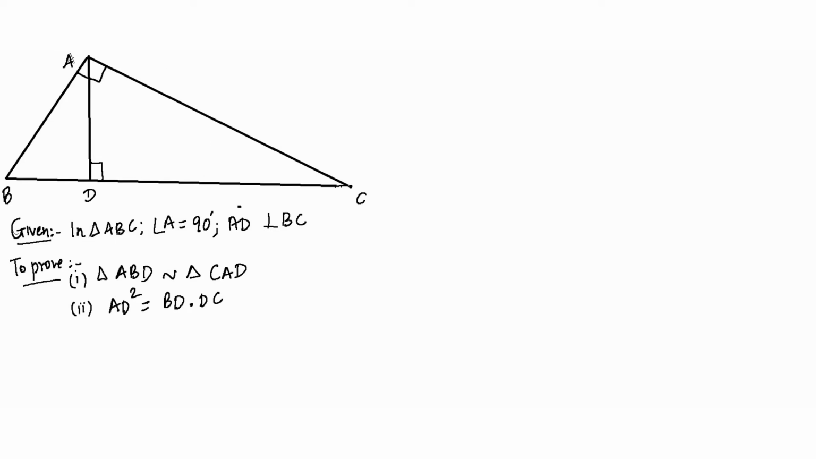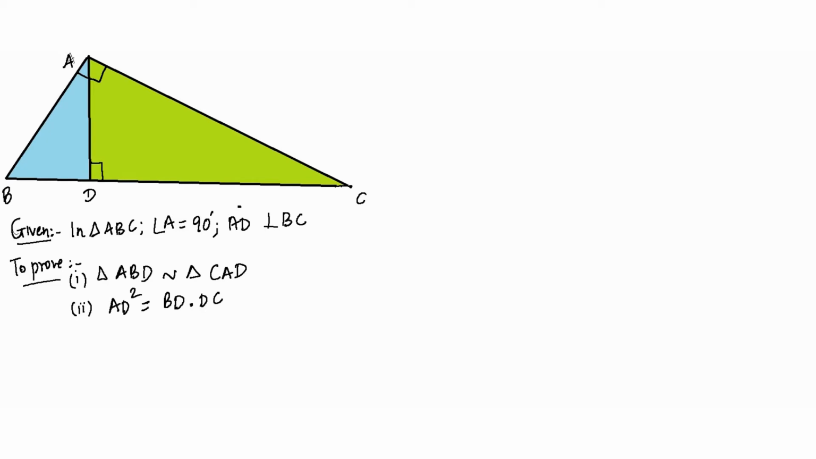So given in triangle ABC, I have angle A equal to 90, that is shown in the diagram here, and the side AD is perpendicular to BC, which means angle ADC is also 90 degrees. We have to prove that triangle ABD is similar to triangle CAD, that is this particular triangle, right? So we basically have to show that these two triangles are similar to each other.